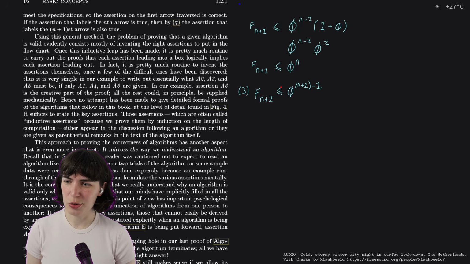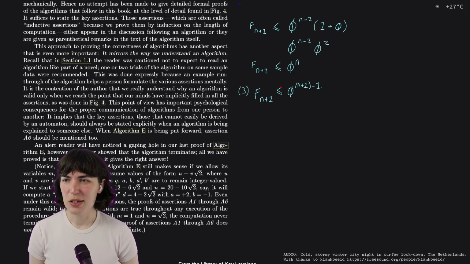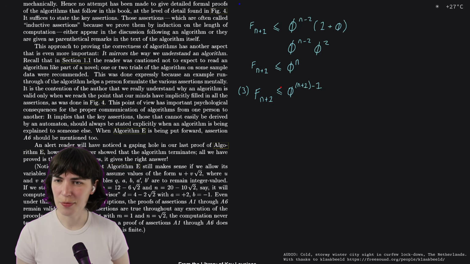Those assertions, which are often called inductive assertions because we prove them by induction on the length of computation, either appear in the discussion following an algorithm or are given as parenthetical remarks in the text of the algorithm itself. This approach to proving the correctness of algorithms has another aspect that is even more important. It mirrors the way we understand an algorithm. Recall that in section 1.1 the reader was cautioned not to expect to read an algorithm like a part of a novel. One or two trials of the algorithm on some sample data were recommended. This was done expressly because an example run-through of the algorithm helps a person formulate the various assertions mentally.